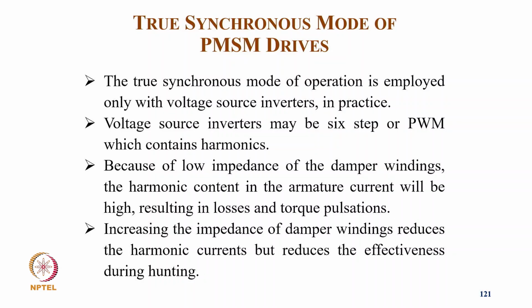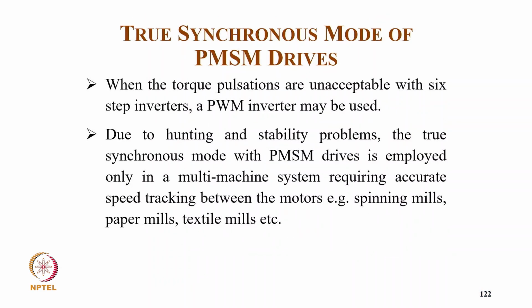And increasing the impedance of damper windings reduces the harmonics current, but reduces the effectiveness during hunting. So when the torque pulsations are unacceptable with a 6-step inverter, a PWM inverter may be used. And due to hunting and stability problems, the true synchronous mode with PMSM drive is employed only in a multi-machine system requiring accurate speed tracking between the motors, that is spinning mills, paper mills, and textile mills, etc.